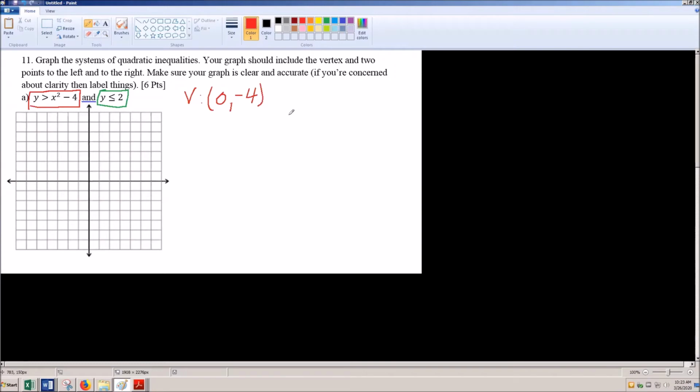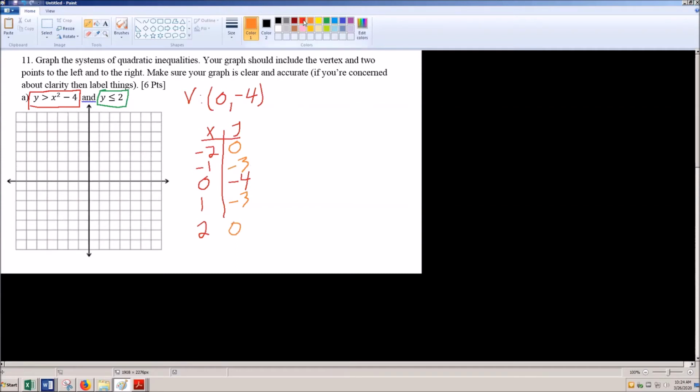And then in terms of my points, I'm just going to, again, set up my t-chart. So x's and y's start out in the middle here at 0, -4. I'm going to space out, so I'm going to go -1, -2, 1, and 2. I'm going to plug in some points. So when I plug in my points, it should give me -3 and then 0, -3 and then 0. And then from here, I'm able to graph this thing.